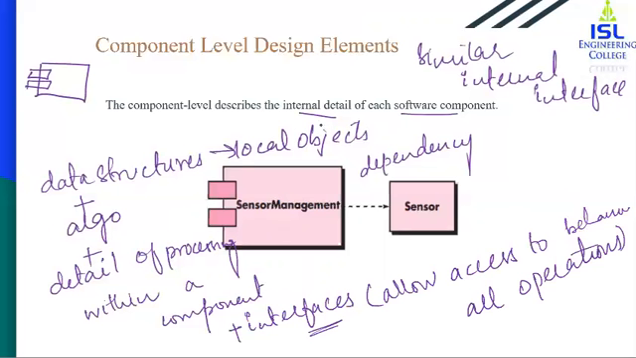It is going to tell you the internal detail of the software component, that is how they are organized, what the connections are, and how it is going to do that. This task is accomplished by identifying all the different data structures of local objects, any algorithms, details of processing within a component, plus any interfaces that show you how all of these interactions are going to take place. So that is your component level design element.